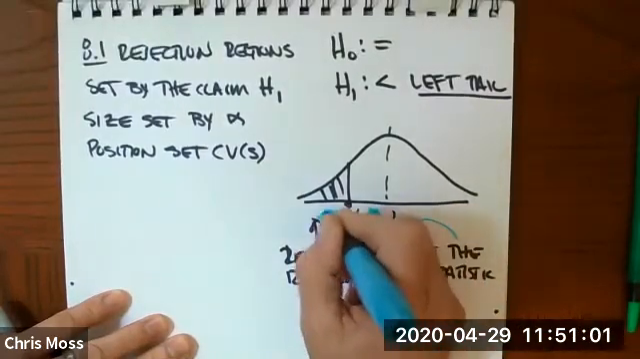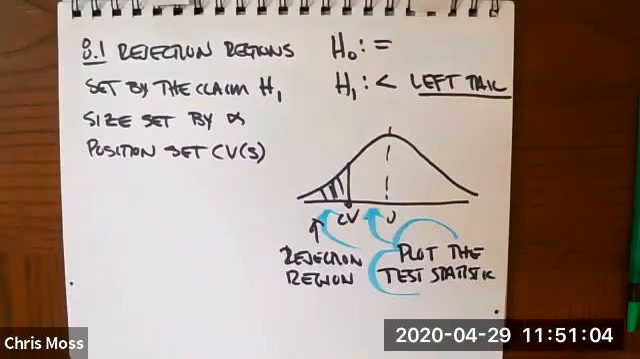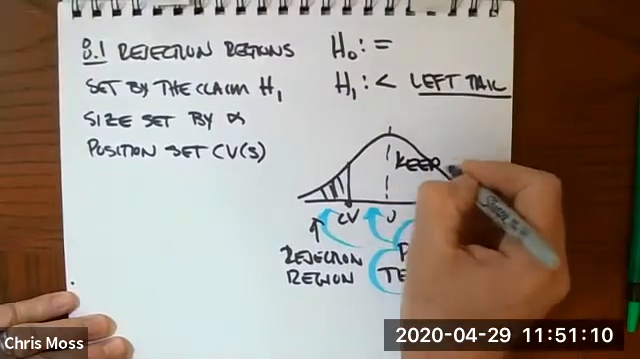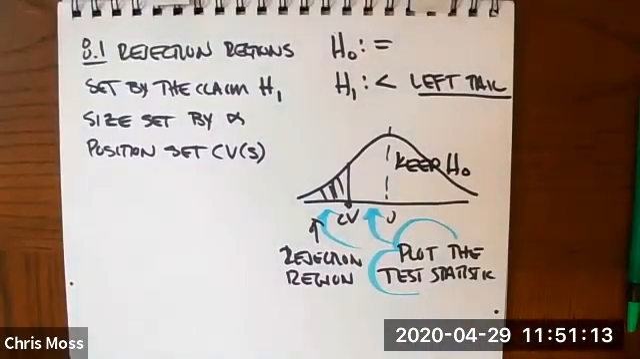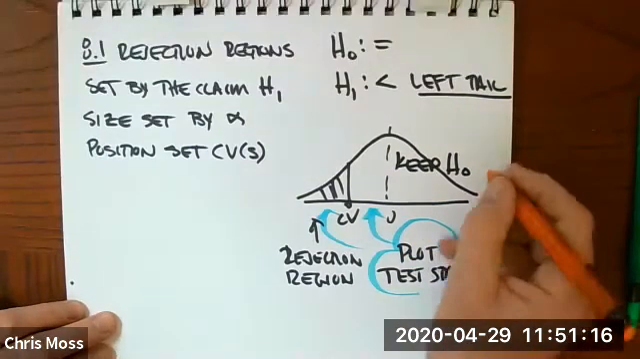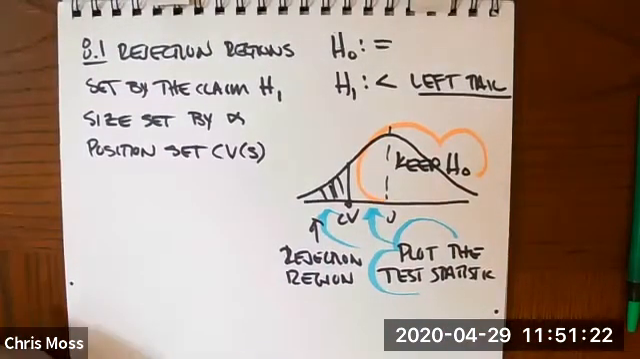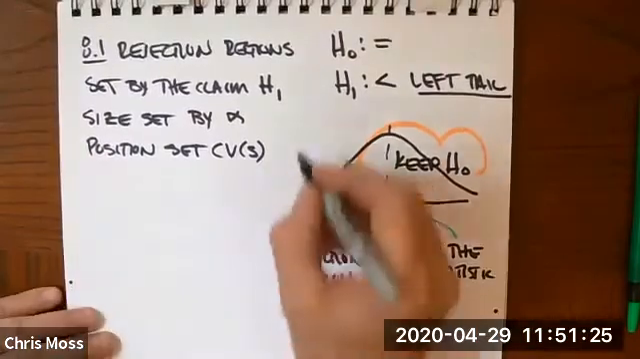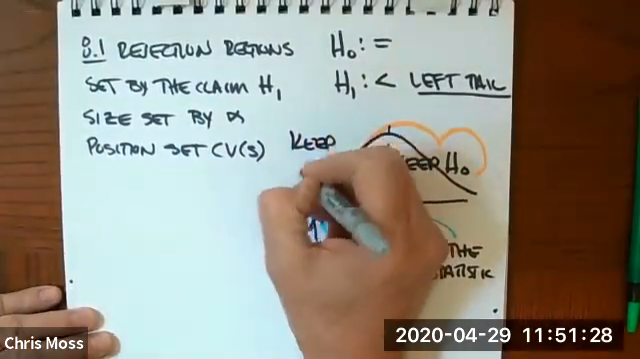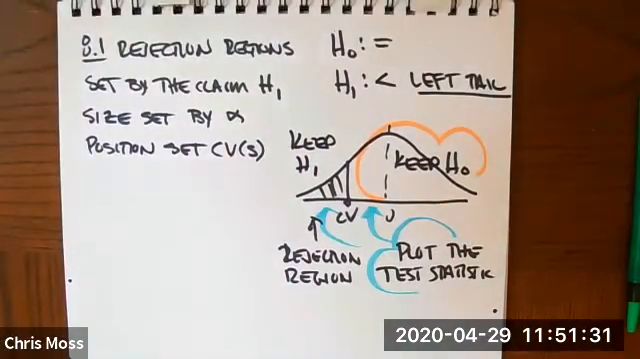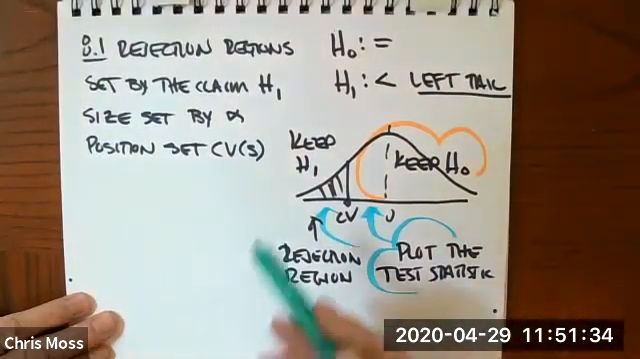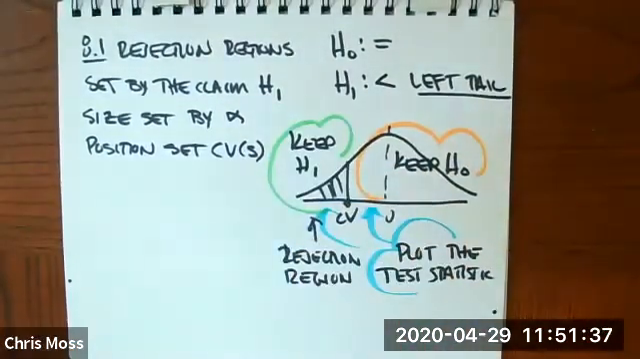Maybe there, maybe there. Now, if we plot it in here, we're going to go ahead and keep the null hypothesis. That's if that test statistic does not fall in that shaded area. If the test statistic does happen to fall in the shaded area, we're going to keep the alternative hypothesis. And that's what happens if the test statistic falls in the rejection region. Rejection being rejection of the null hypothesis.